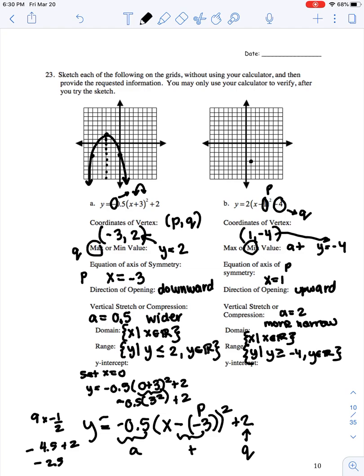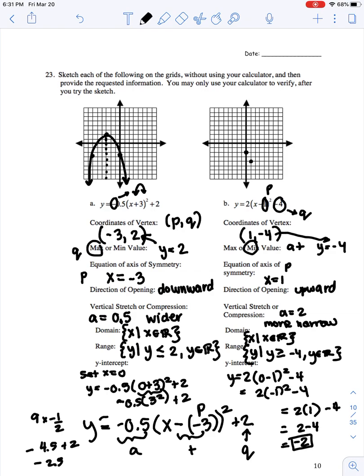So we would go y equals 2 times (0 minus 1) squared minus 4. What we want to remember is that whenever you square a negative, it becomes positive. So -1 squared is +1, and we still have to multiply by 2 and then subtract 4. You need to follow BEDMAS. So it'll be 2 minus 4, which is equal to -2. So that's our y-intercept.